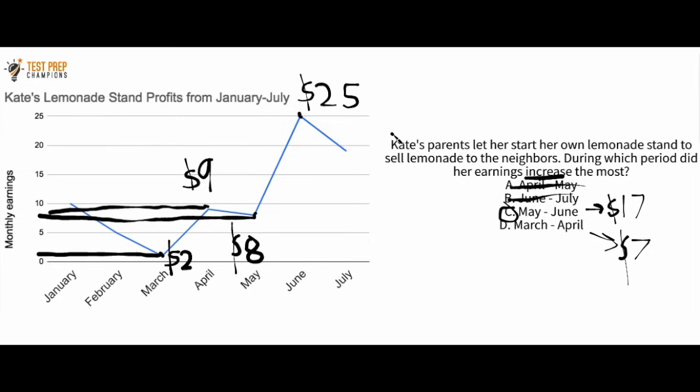So what I want you to take away from this is that you can do a question like this in two ways. You can actually put numbers to it, or you can just use the eyeball test, thinking, hey, this is going downhill, so I don't have to look at that. This is going uphill, this is going uphill. This hill is bigger, so the biggest increase was May through June. Two different ways to do it, up to you to decide which way makes the most sense to you.